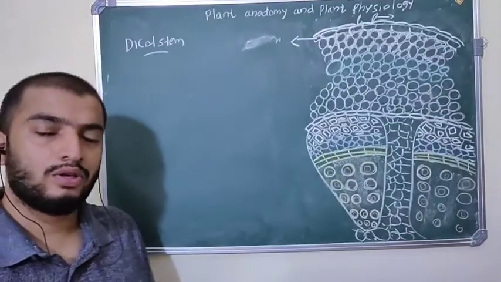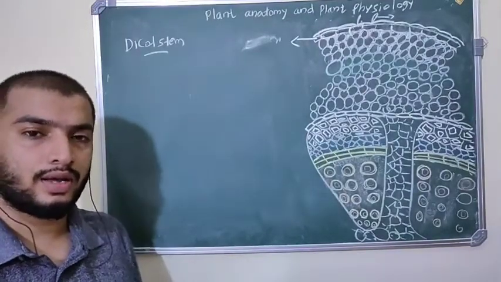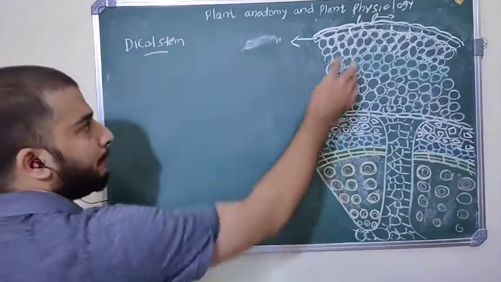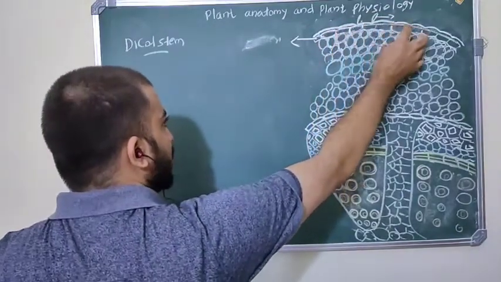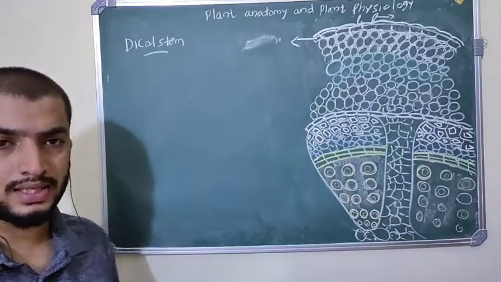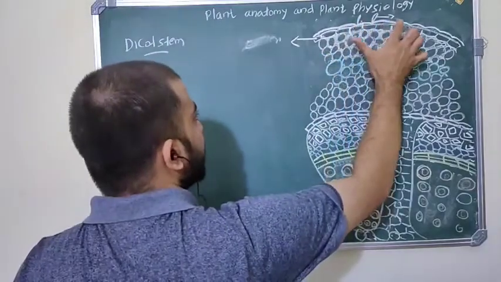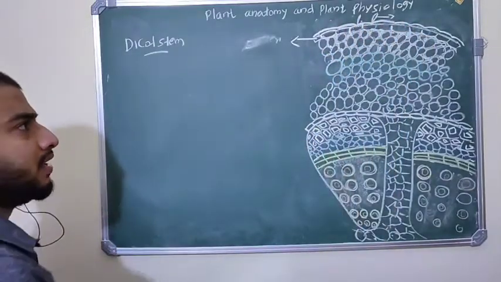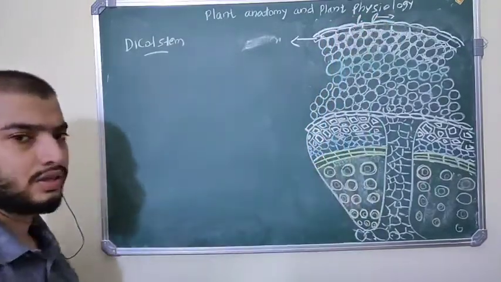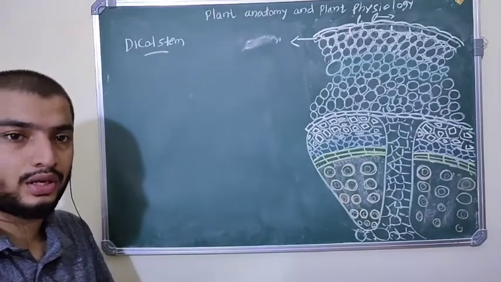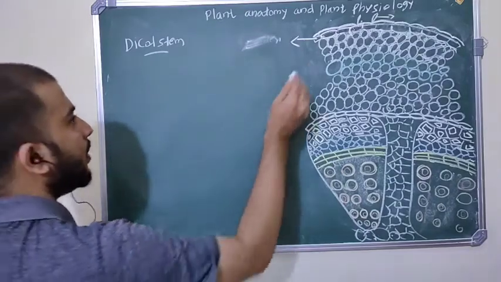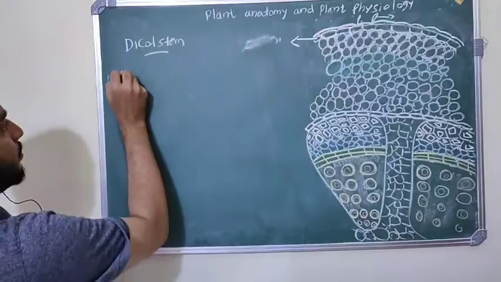So next we are going to study the internal structure of dicot stem. Let's check what structures are present in this dicot stem. First of all, epidermis. Epidermis is the outermost layer of cells, made up of thin walled parenchymatous cells. These epidermal cells are covered with cuticle. This layer, epidermis, gives protection, and sometimes epidermal hairs are also present.